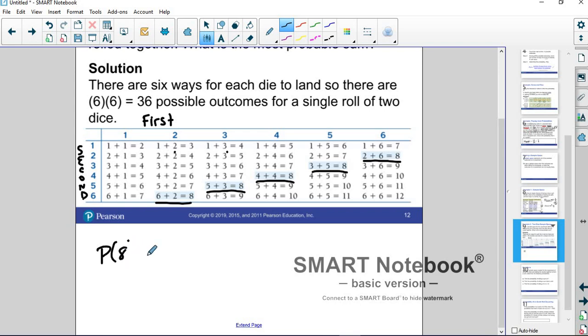Probability of rolling an 8 is equal to, well, how many ways are there to get an 8? 1, 2, 3, 4, 5 ways. How many different possible outcomes are there? There's lots of the same numbers. There's 5 different ways to get an 8, but there are 36 possible combinations of numbers that we could possibly get. And so 5 out of 36 is the probability that you get an 8.